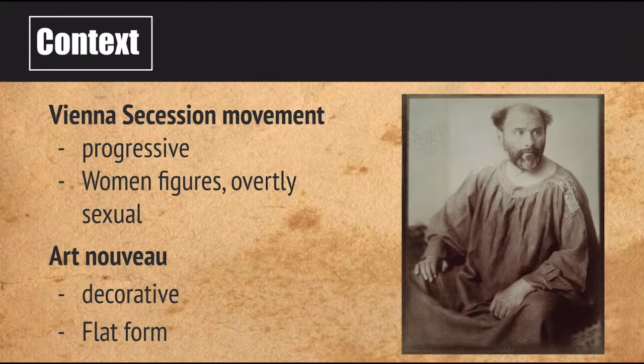Klimt was known as progressive because he painted many female figures in his paintings. The religious Western audiences at the time found the paintings overtly sexual. Some even referred to his paintings as pornography. Moreover, Klimt is also part of the Art Nouveau movement, which is the art movement that invented the decorative art style, famous for its two-dimensional forms and the use of patterns.